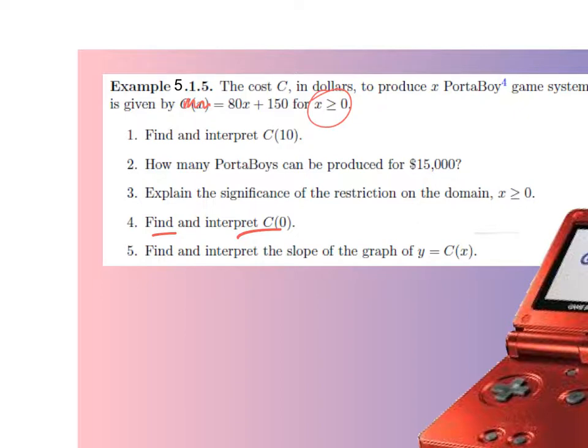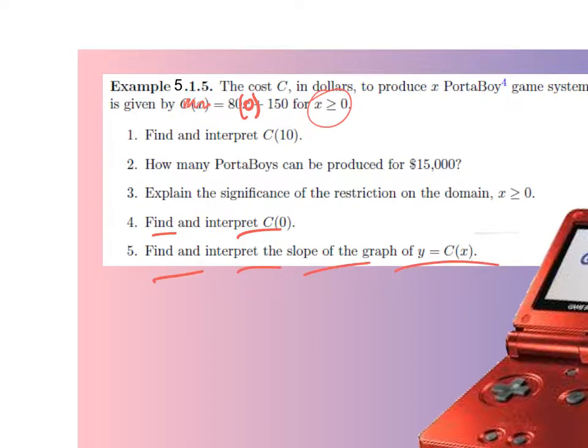Wait a minute. There would be a cost even though you produce 0 units? Yeah. So if you have a factory, it costs you money just to have it open. And the fact you have the factory is costing you money. All right. And then find and interpret the slope of the graph.